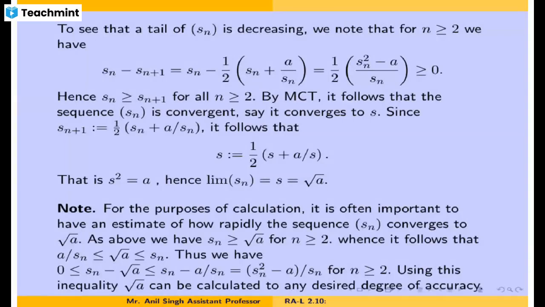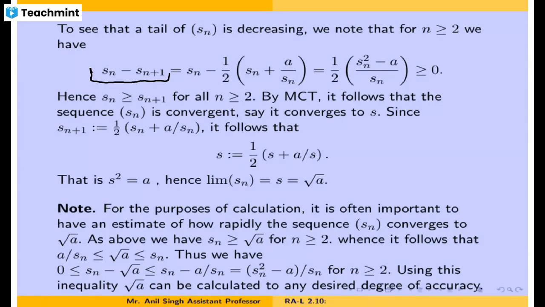Let us see, we have to use this somewhere here to establish that this is a decreasing sequence. To establish that this is a decreasing sequence, let's consider the difference of the nth term and its n plus 1th term. Sn is equal to this, and by definition, S(n+1) is 1/2 of (Sn plus a upon Sn). If you simplify this, you get 1/2 times (Sn square minus a) upon Sn.